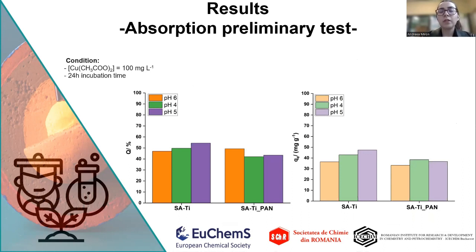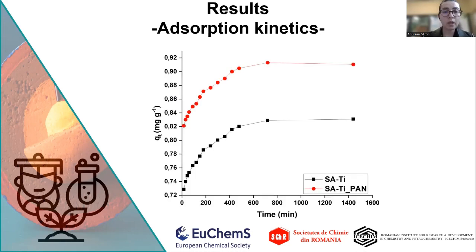The next step of the preliminary tests consisted in choosing the best pH for the absorption study. In this case, I used pH 6, which is more or less the pH of distilled water, pH 5 and 4. And of course, the best pH that I chose to work with in the future was pH 5, because it had the best absorption capacity.